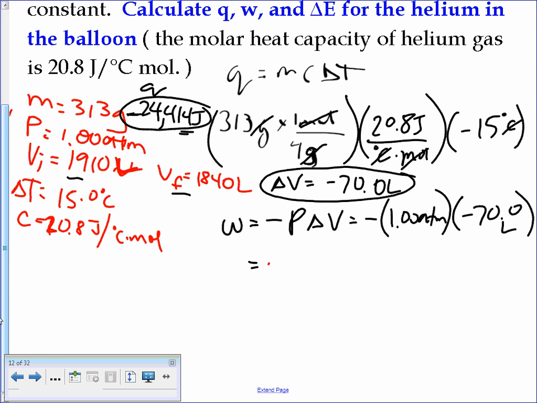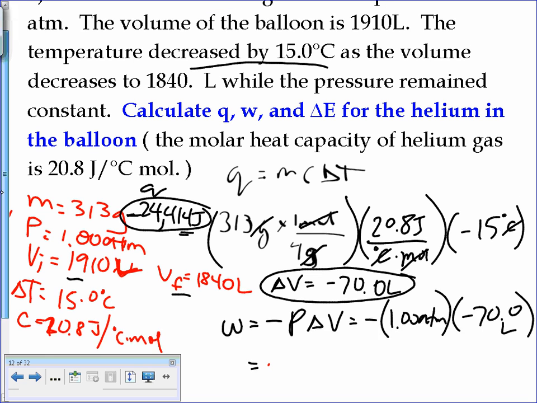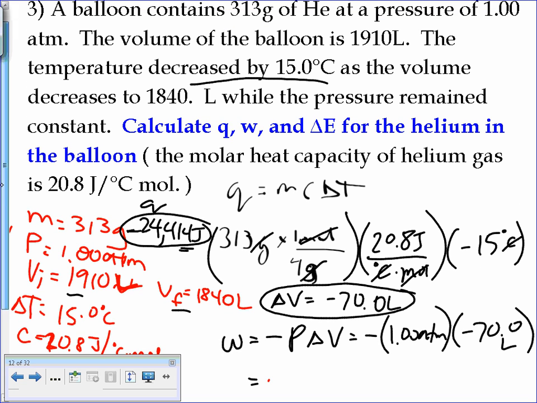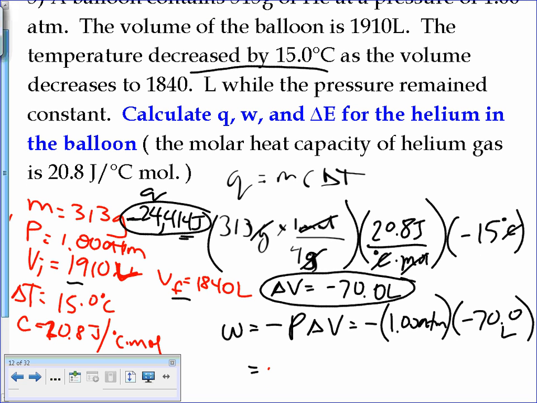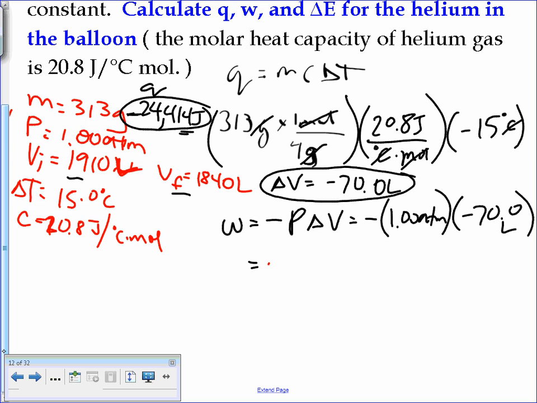So then we get negative times negative because this is a positive, so we actually have, is this a positive amount of work? Is it compressing the system? The volume, okay, so the volume decreases. You're going from big volume to small volume. So what's happening to the system? You're compressing it, so that makes sense that our work is positive. Yes? Yes. You can verify that. Okay. So work is positive 70 atmosphere liters. Okay. What do we have to do here?